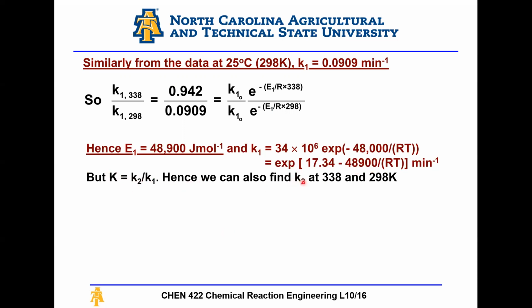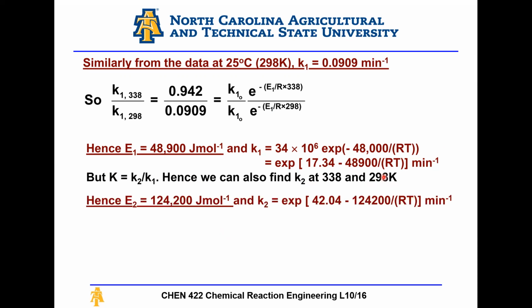So I have K is equal to K2 over K1. So I can get K2 at 338 and at 298. So I can get a value for K2 as well. And similarly, I can get the activation energy of K2. So now I have a full picture of K2 over K1.